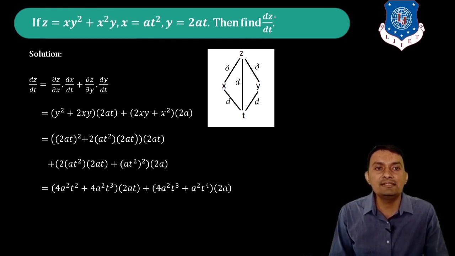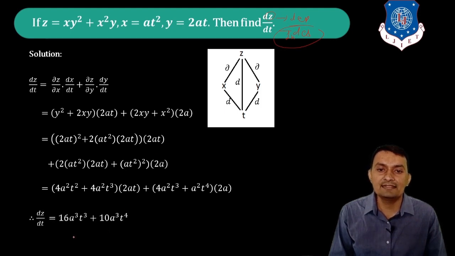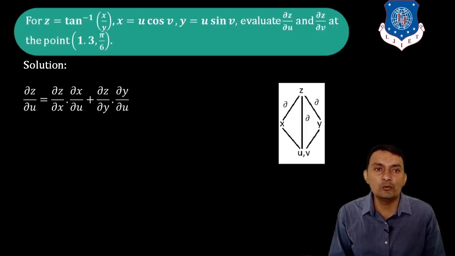Because dz by dt, what it says, we want the derivative of z. z is nothing but the dependent variable and t is nothing but the independent variable. So whenever we see this kind of derivative, our answers will be in terms of the independent variable t. So the final answer is 16 times e raised to cube t cube plus 10 a cube into t raised to 4. This is another question.